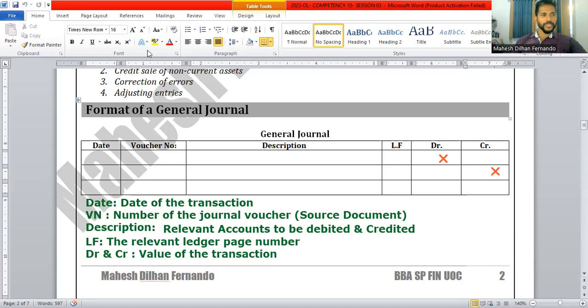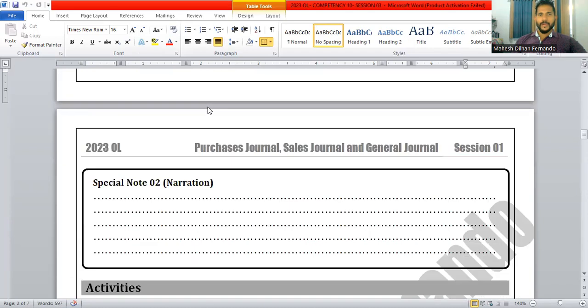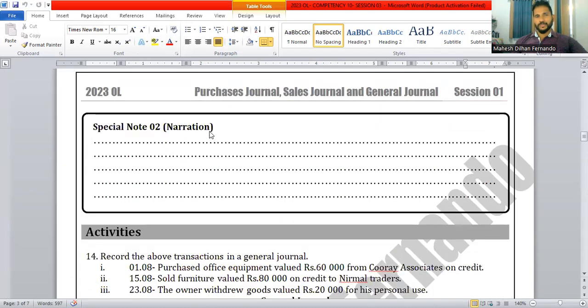Now I'm going to move to the next one. Today, narration. Now try to understand. General journal. Narration is always connected with the general journal. Why? What is narration? In the general journal, we can record a number of transactions.